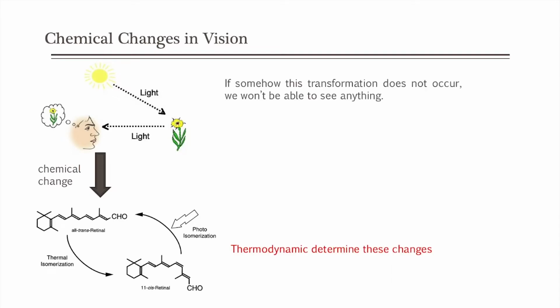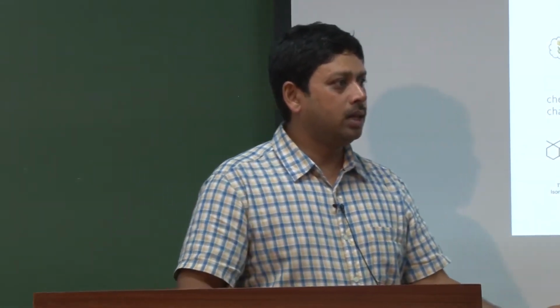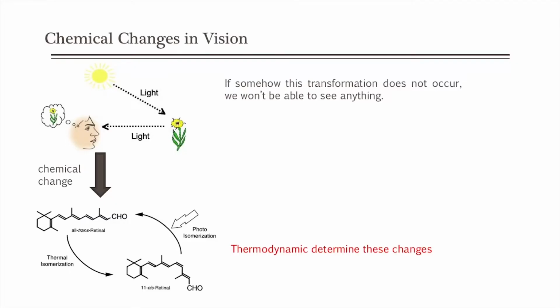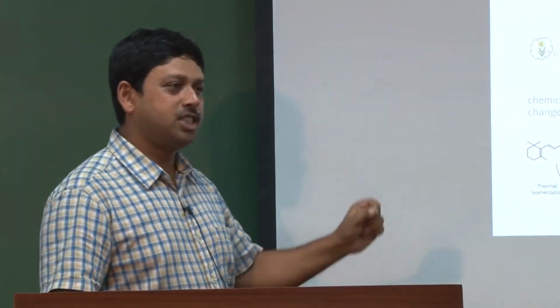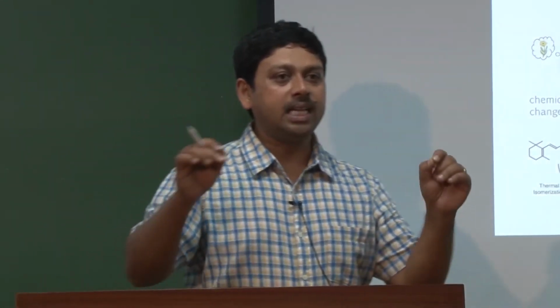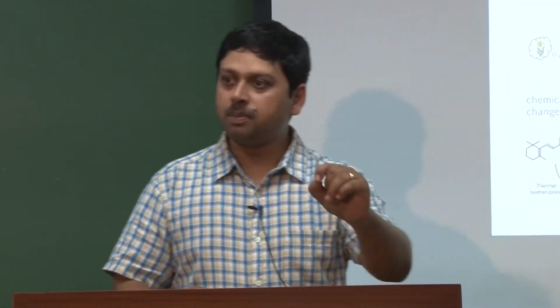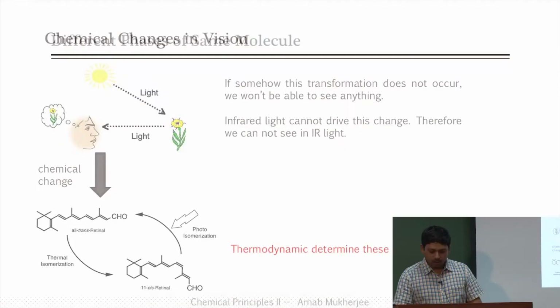So thermodynamics determines these changes. If, let us say, light of less than 400 nanometer falls, that is also electromagnetic radiation, but somehow that cannot activate this chemical transformation, and because it cannot activate that chemical transformation, one cannot see. So that means even in our vision there are chemical changes happening, and in that chemical change thermodynamics is playing a very important role. So we have talked about that.